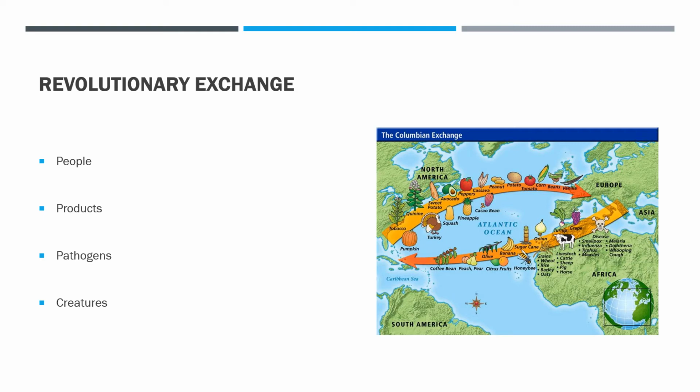The Columbian Exchange is basically the movement of people, products, pathogens, and creatures from one hemisphere to the other. A good example would be the honeybee. The honeybee is a European insect. It's an invasive species in the Western Hemisphere. However, it is incredibly critical to our food infrastructure. So we need to safeguard honeybees, even though we introduced them.